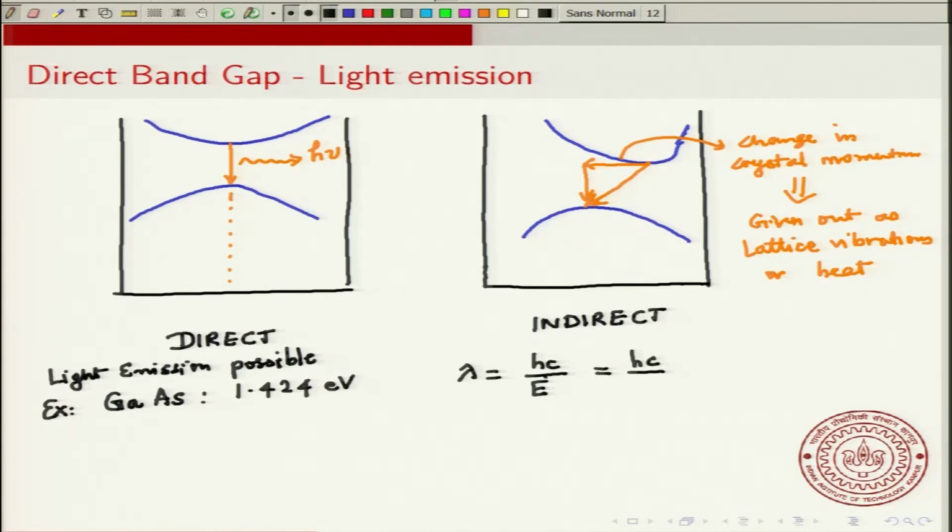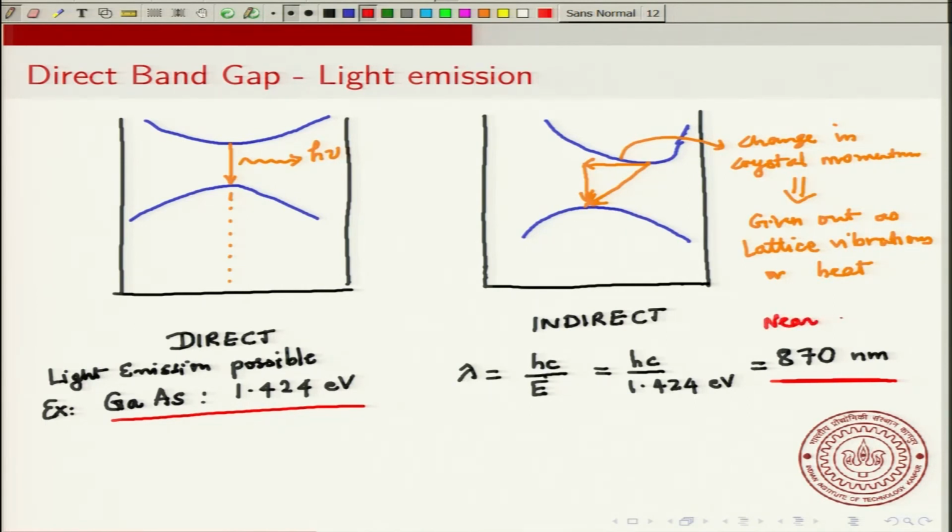Well, let me write it explicitly. If you have 1.424 electron volts, and you work out the answer, you will get 870 nanometers. So gallium arsenide can work as an LED that emits light at 870 nanometers, and this is near IR. The visible range is about 380 to 640, so 870 is in the infrared range.